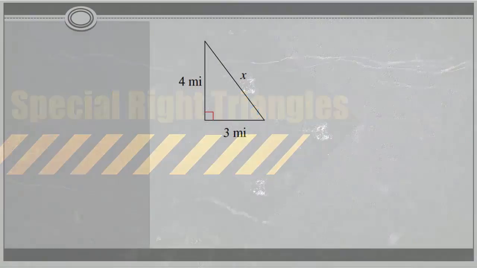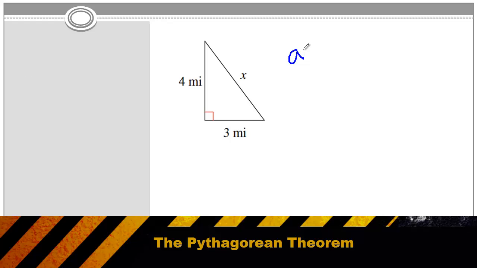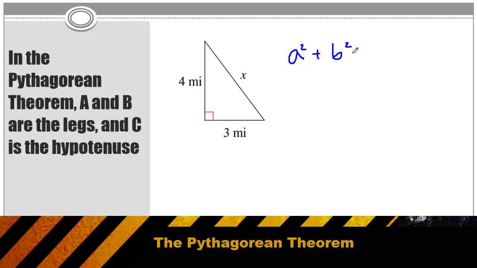Right triangles, and especially your special right triangles, are perhaps the most commonly tested aspects of triangles on your exam. The standard equation for any right triangle is a squared plus b squared is equal to c squared. That's known as the Pythagorean theorem, and it's a ratio of the sides of your triangles. Your A and your B are any of the two legs that form the 90-degree angle in the triangle. Your C is always the longest side, known as the hypotenuse.